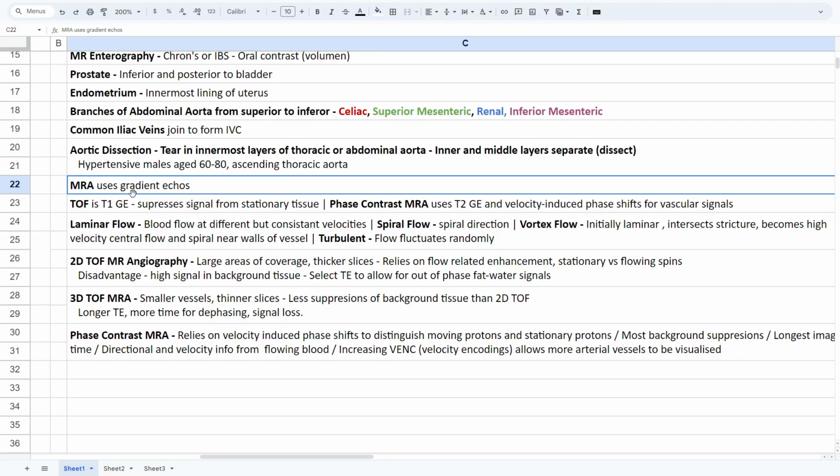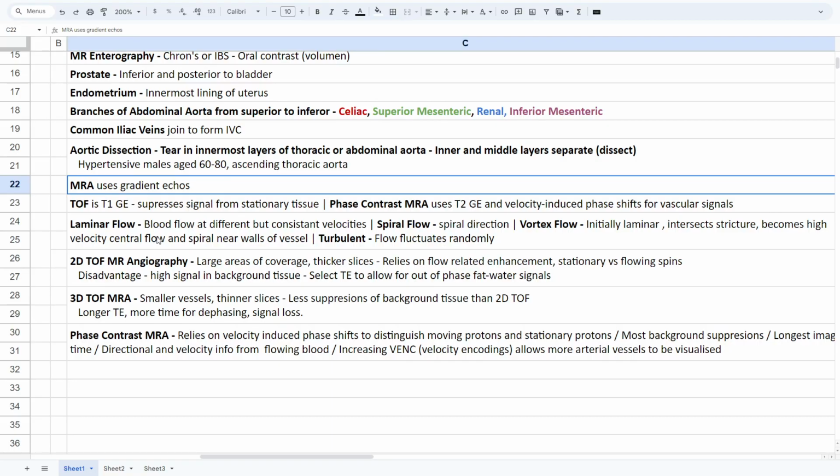Magnetic resonance angiography uses gradient echo sequences. Time of flight is a T1 gradient echo, and it suppresses signal from stationary tissues. Phase contrast MRA uses T2 gradient echo and velocity-induced phase shifts for vascular signals.